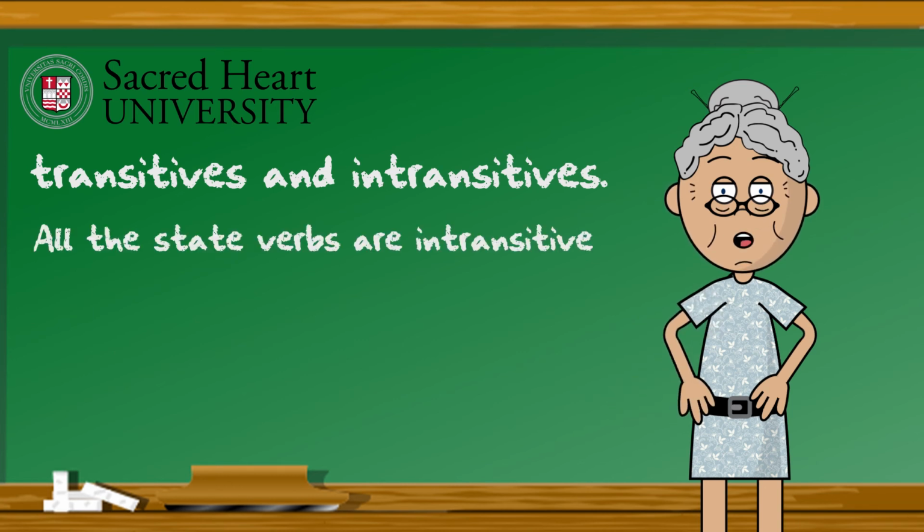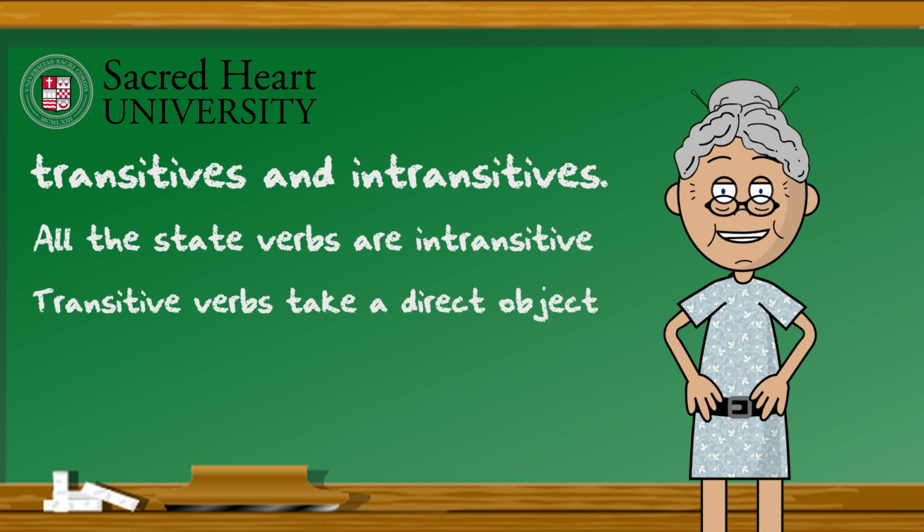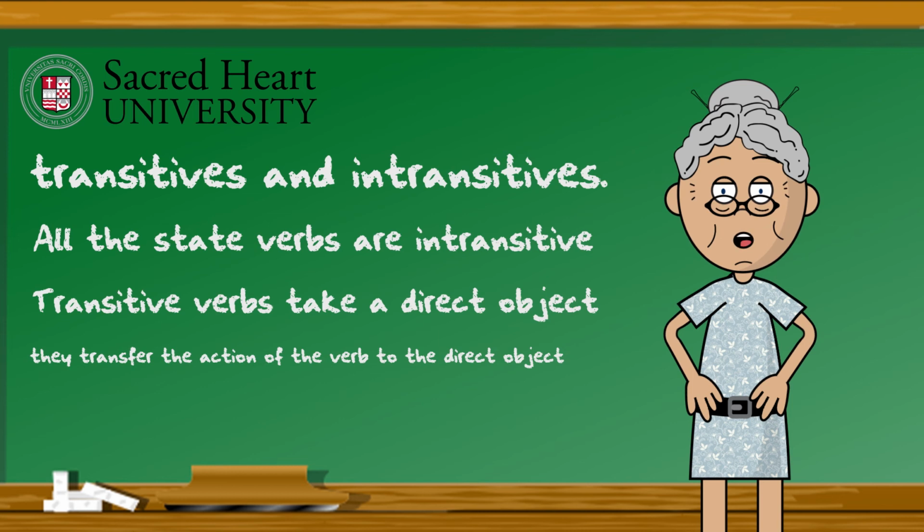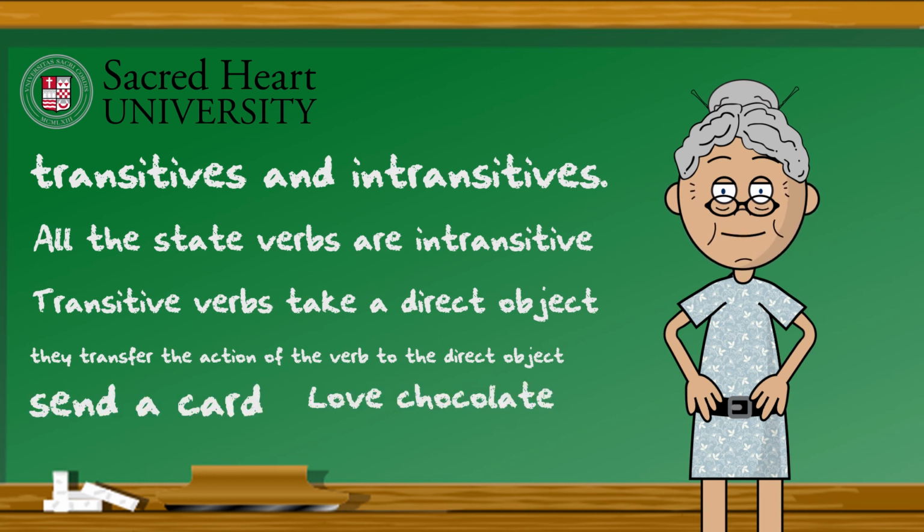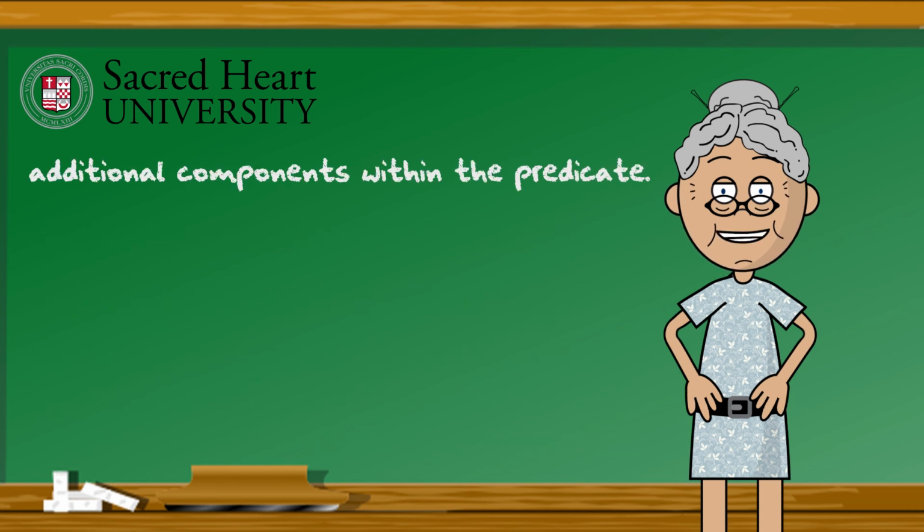Now, transitive verbs take a direct object. They're called transitive because, in a sense, they transfer the action of the verb to the direct object. So you can send a card, love chocolate, kiss your Valentine. Direct objects are considered additional components within the predicate.